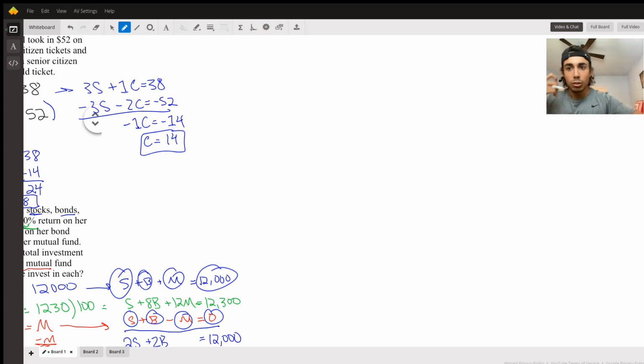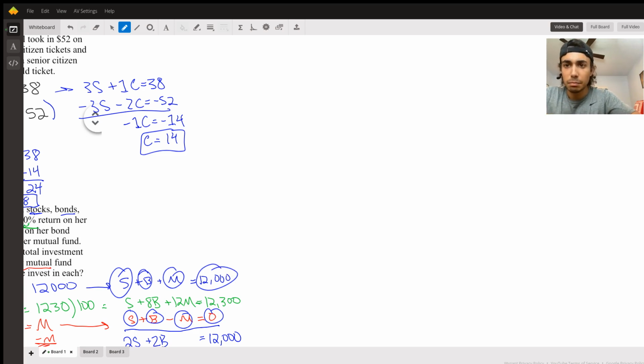Okay, awesome. So now I need to create another set of equations. I need to use a different pair, right? I can't use 1 and 3 again. And we need to eliminate m once again. So let's go ahead and do that. I am going to choose to use equations 2 and 3.